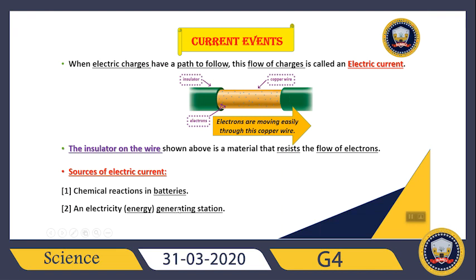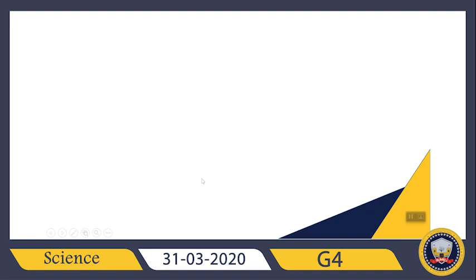These stations produce electricity or electric current for houses, for schools, for hospitals, for factories, for big places, not like batteries. Batteries we can use in remote control sets, in watches, in toys, something like that, but not that much. So again, chemical reactions in batteries produce electric current, and also the electricity generation stations produce electric current.